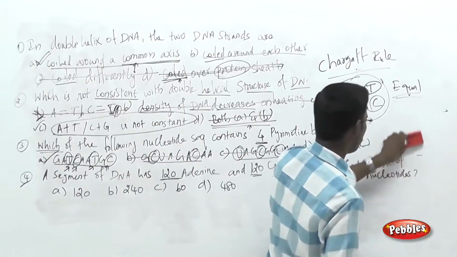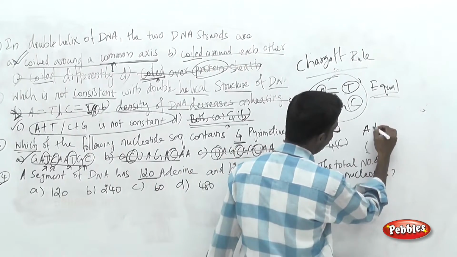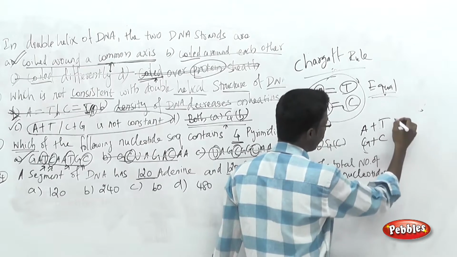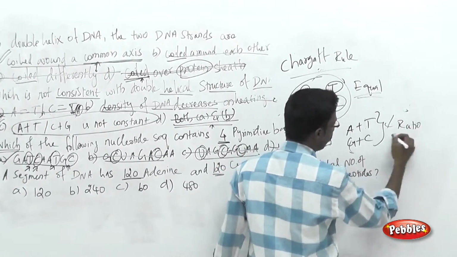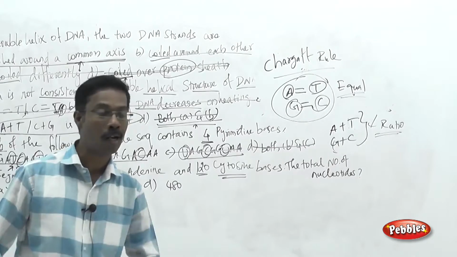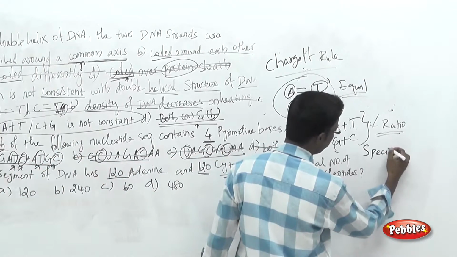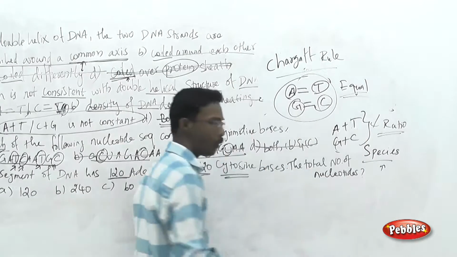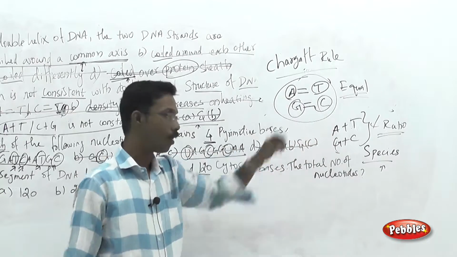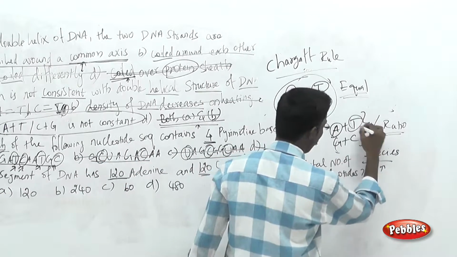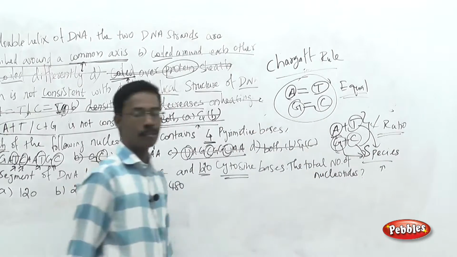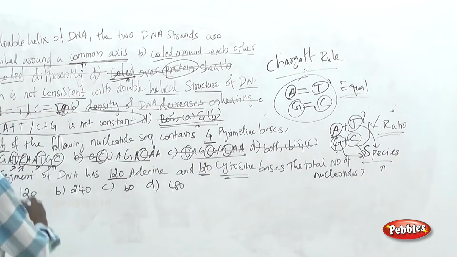Okay, for each and every species, the ratio between A plus T and G plus C, the ratio between the adenine, thymine and guanine, cytosine, is constant for a particular species. For each and every type of species, this ratio is constant. That means the number of adenine and thymine is constant for the particular species. In the same species, the number of guanine and cytosine is constant. Okay, so this is what is explained over here.